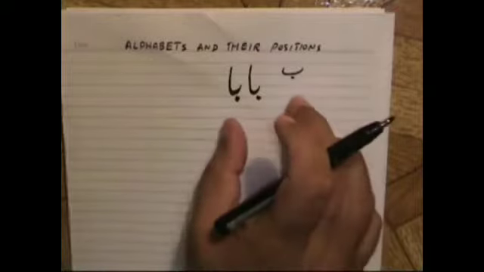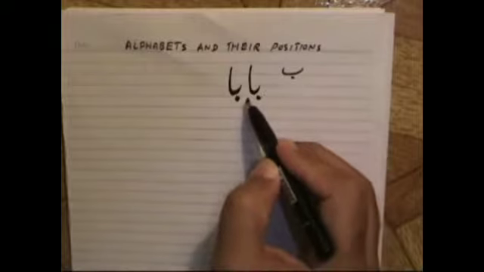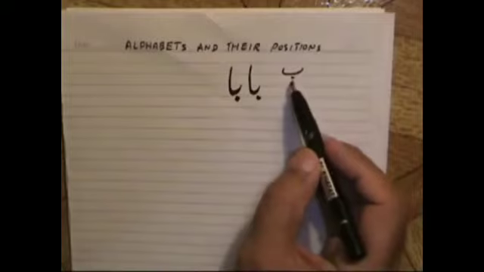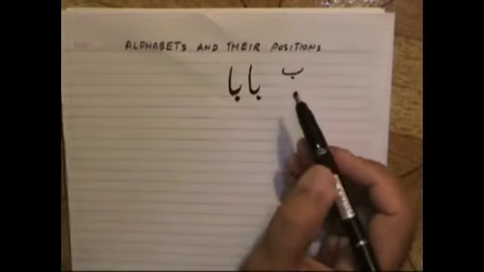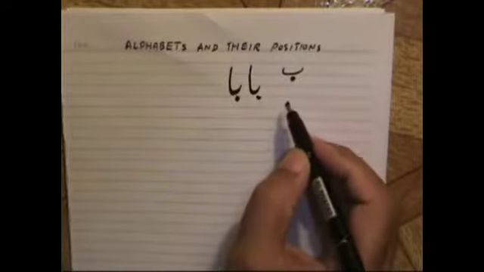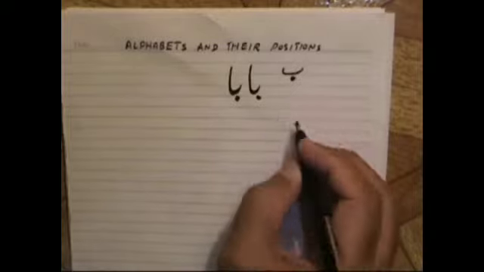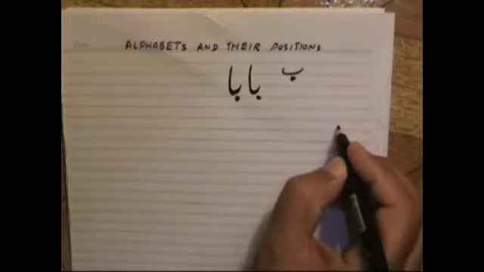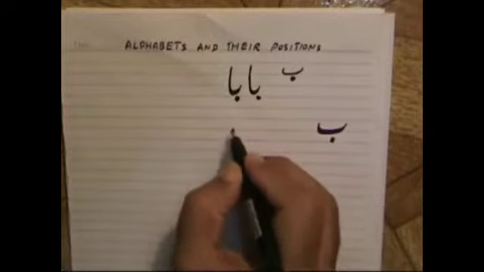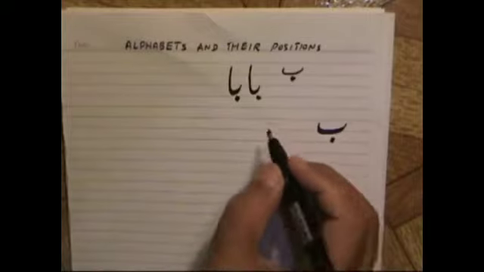This is the point that we have to understand, that when we are using alphabets in any word, how many positions these alphabets can take. Normally, if we are talking about Be, Be has 3 different positions. Besides the independent position of Be, it comes in 3 different positions. One is initial or ibtidai.